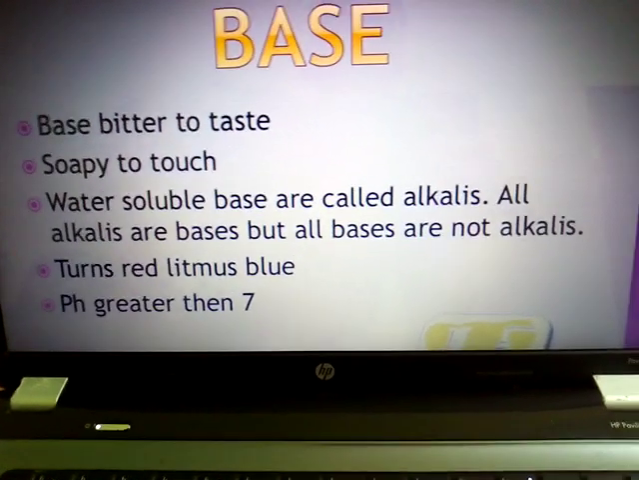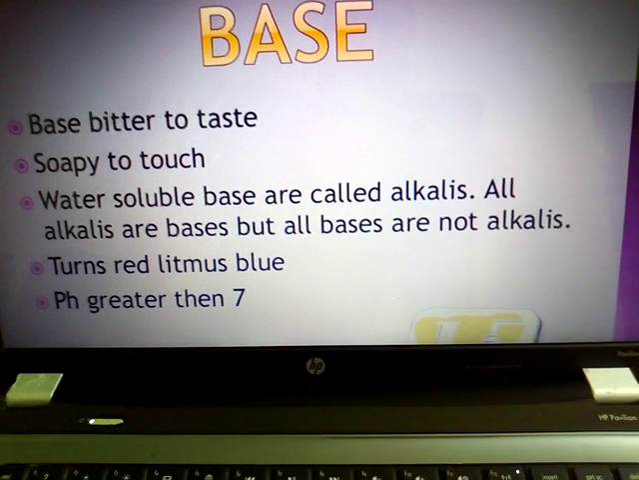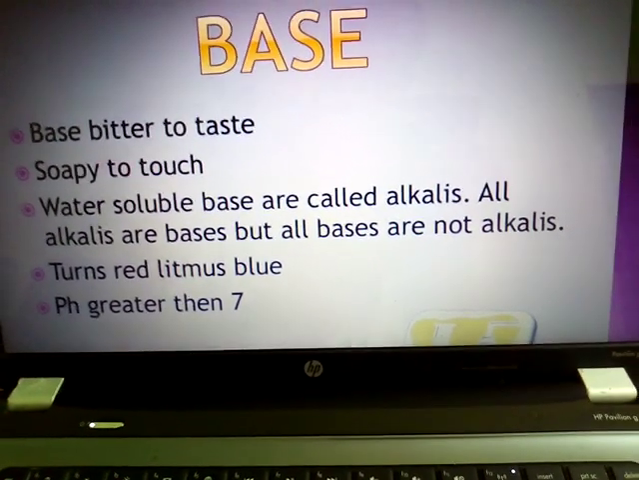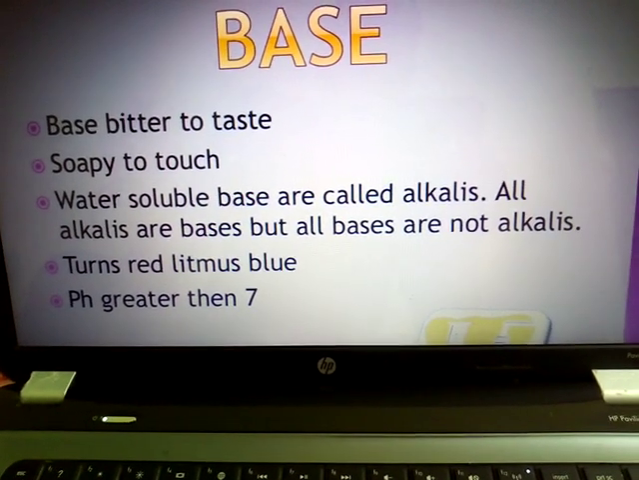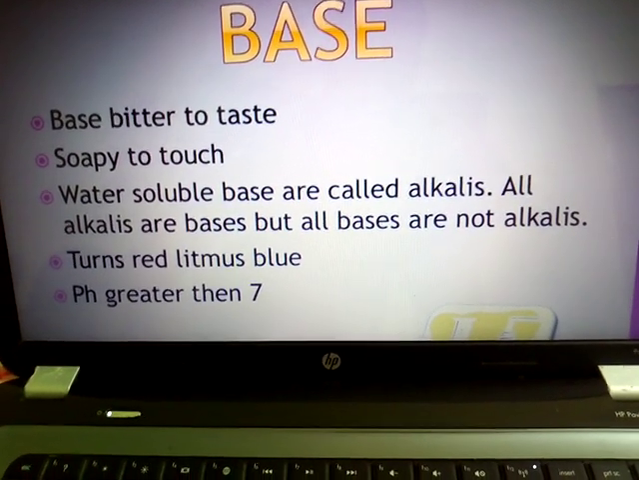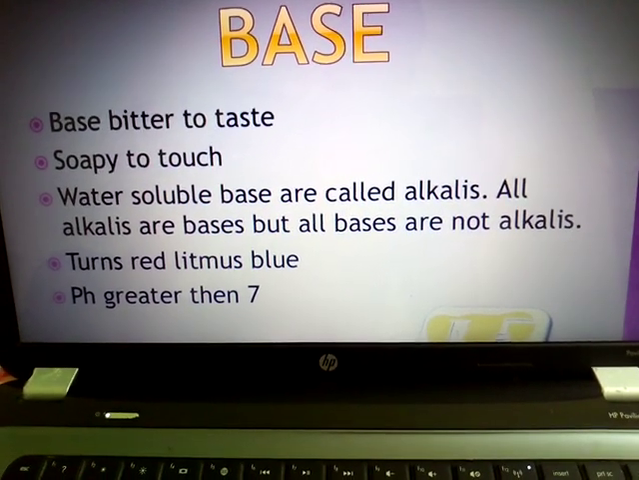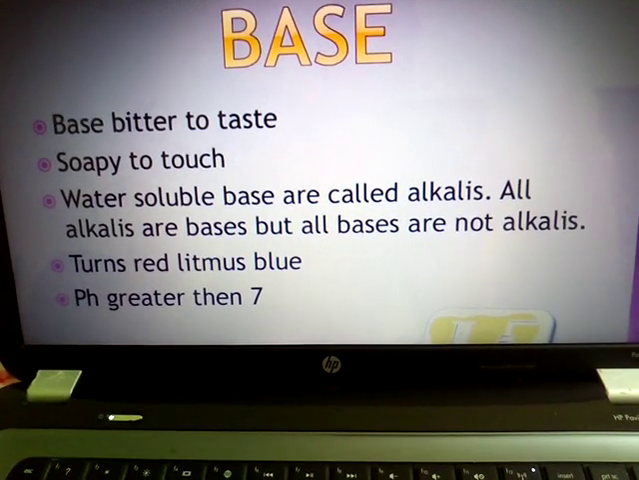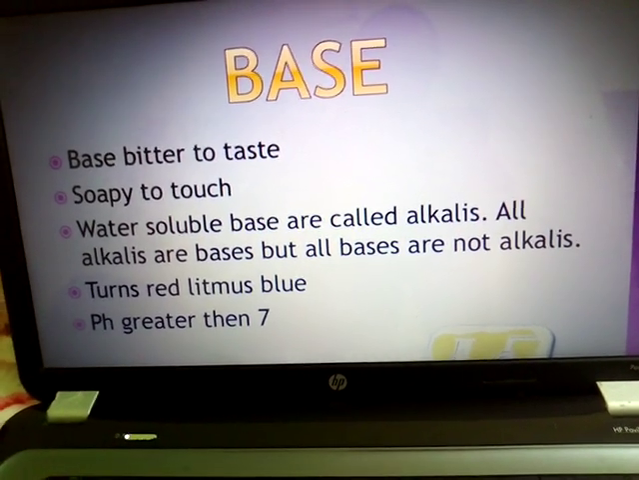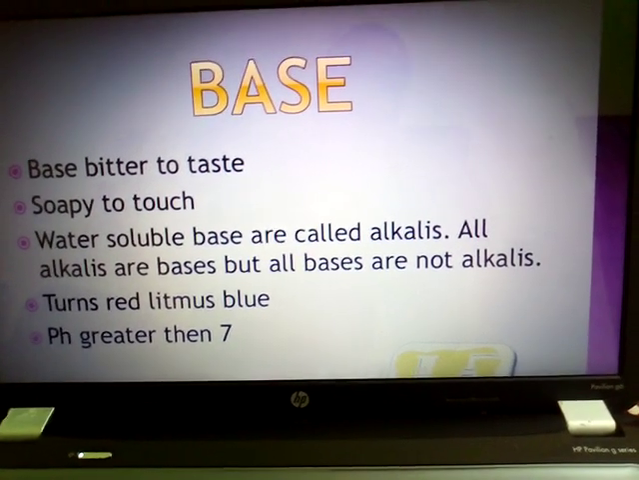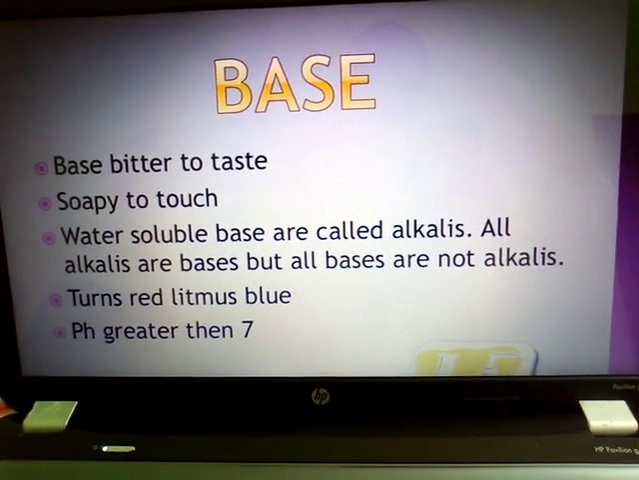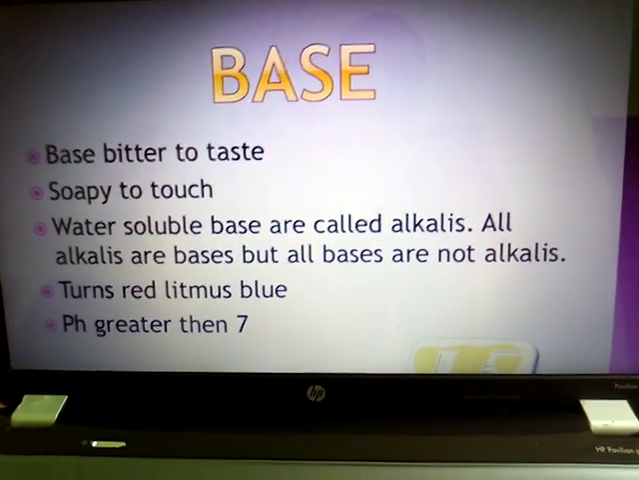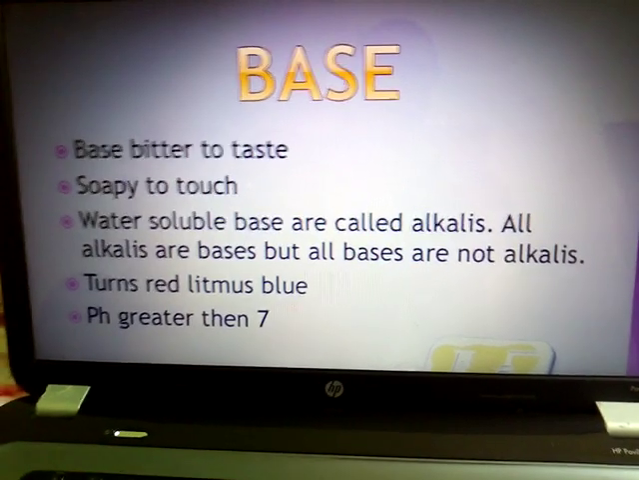Then come to bases. How could we find that this is a base or this is an acid or this is a salt? As I said earlier, a base is a hydroxide, so it is bitter in taste. Acid is sour in taste, but a base is bitter in taste, and it is soapy in touch. When you touch soap, it becomes slippery. Likewise a base is also soapy in touch. It means the soap that we use in our house, in our daily life, contains bases, they are hydroxides.